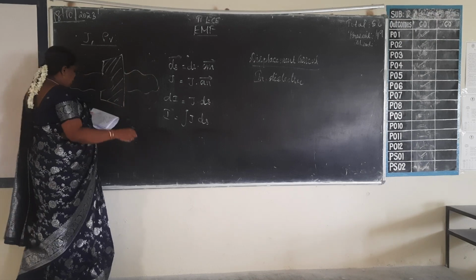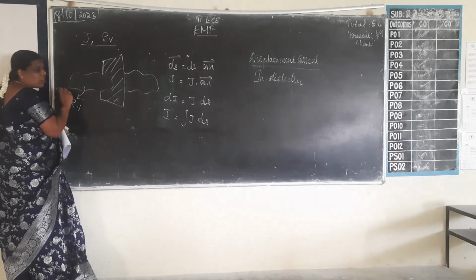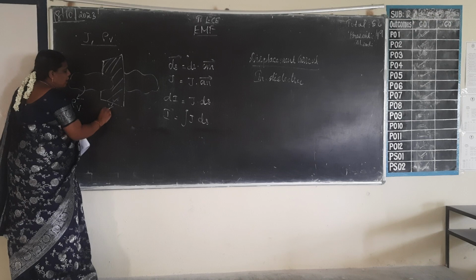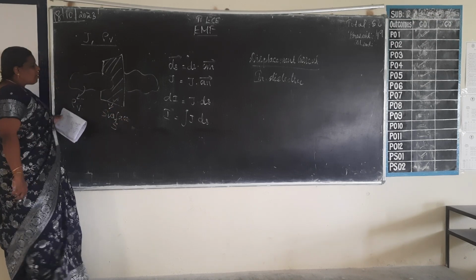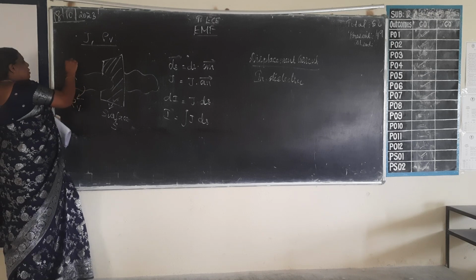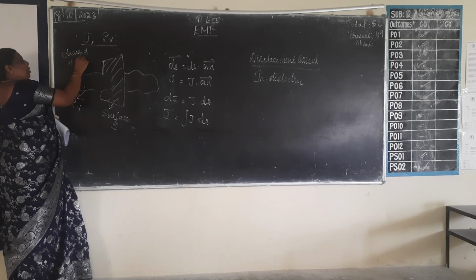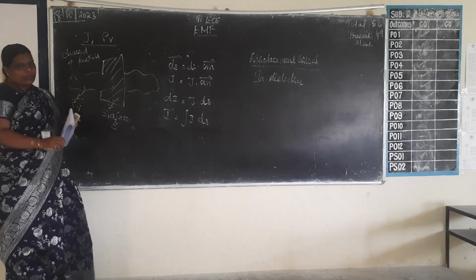So imagine the charge particles are here, right? And rho v is the charge density here. Imagine this is a surface, yes, but the charge particles are here. So because of these charge particles, let us understand that rho v will be a volume charge density.